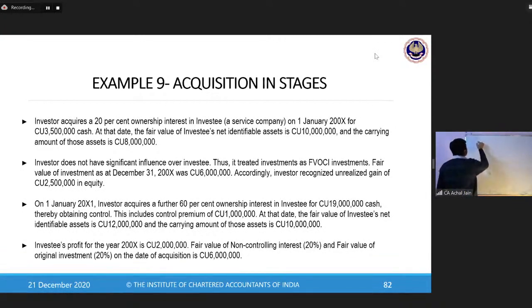So on 1st of January 2000X, 20% interest is acquired. On this date, purchase consideration paid is 3.5 million. And on this date, net identifiable assets of acquiree, in terms of their fair value, was 10 million. And the carrying amount of those net assets was 8 million.